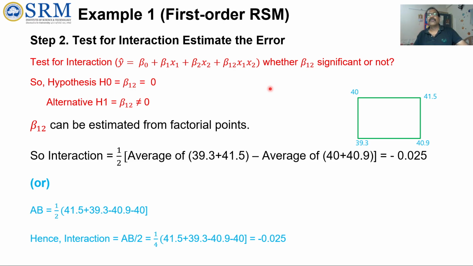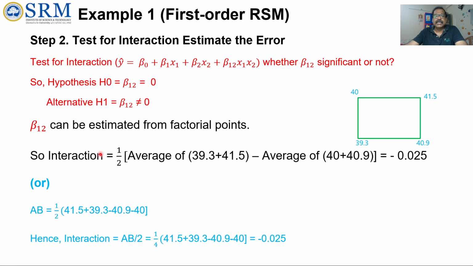If we reject that null hypothesis, we should accept the alternate hypothesis. What is the alternate hypothesis? H1 will be beta 12 not equal to 0. If it is not equal to 0, the model is not fit, so we need to do further analysis. That's it. So beta 12 can be estimated from the factorial points.